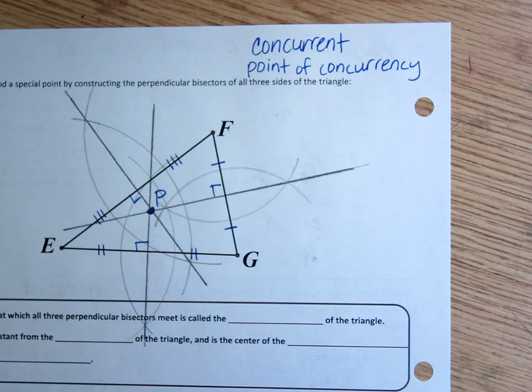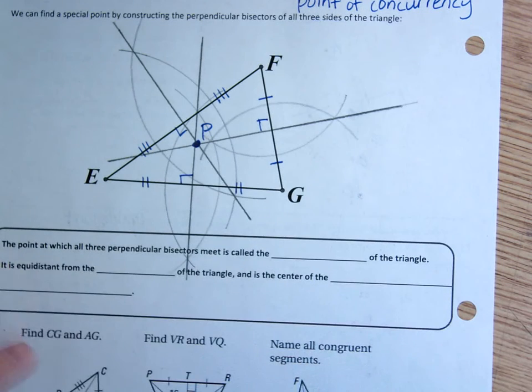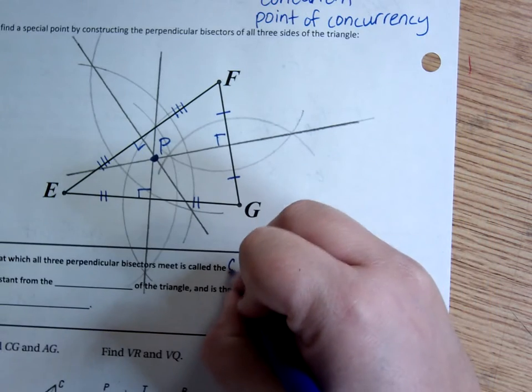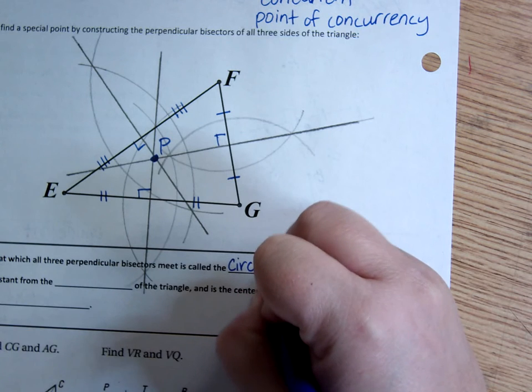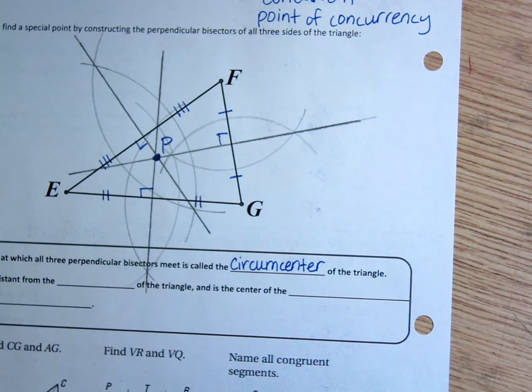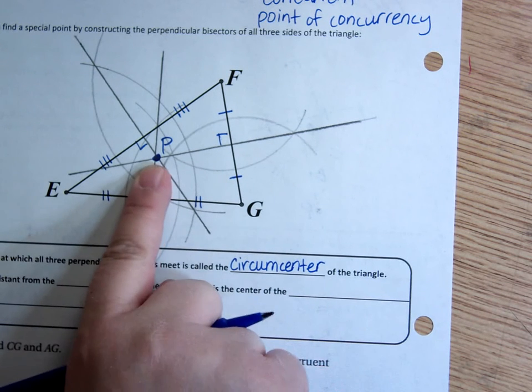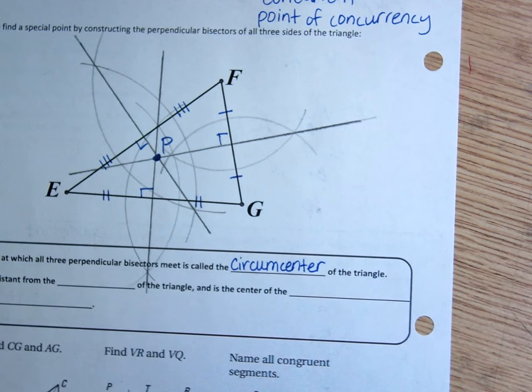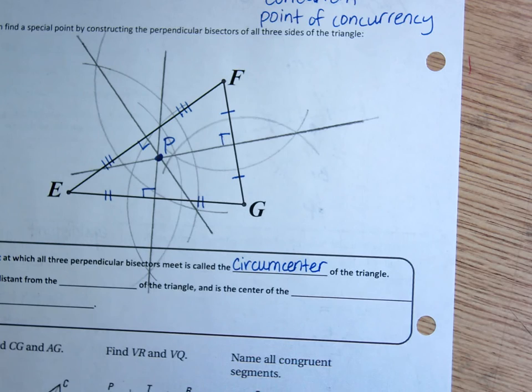Same thing here, but it's a different name. The point at which all 3 perpendicular bisectors meet is called the circumcenter of the triangle. So P is my circumcenter. It is equidistant from the blank of the triangle.